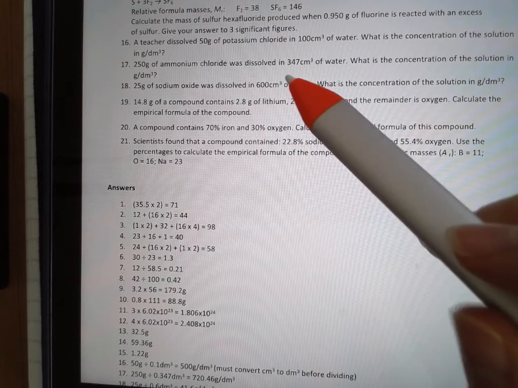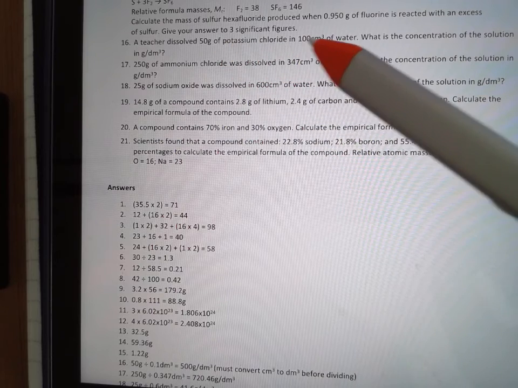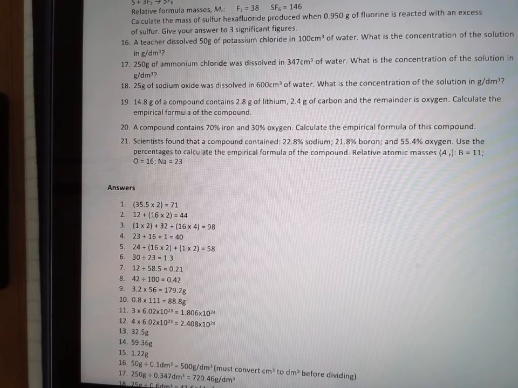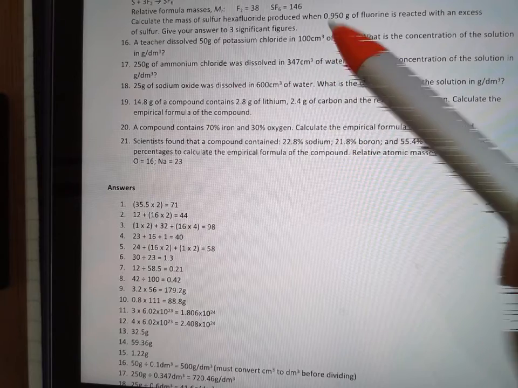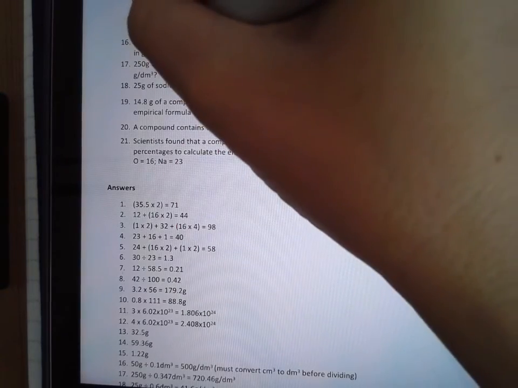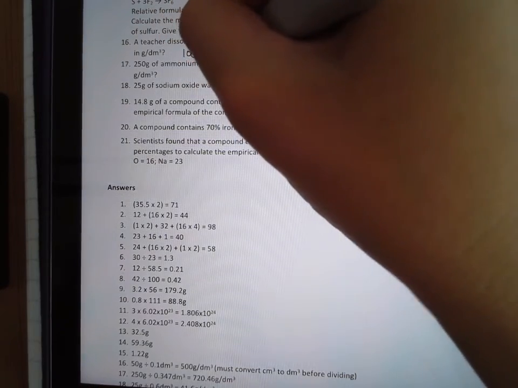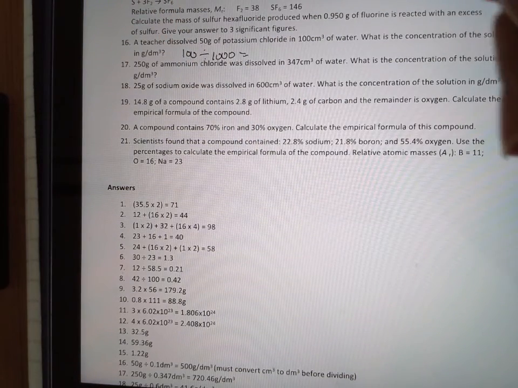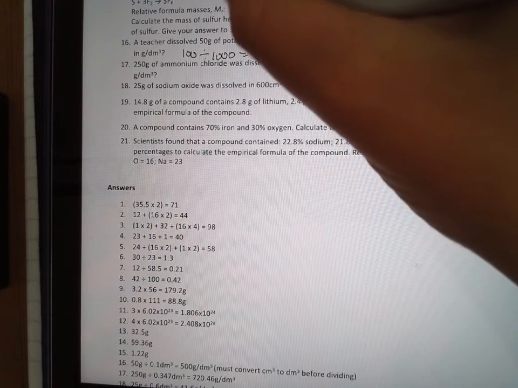So if I look at 16, it says a teacher dissolved 50 grams of potassium chloride in 100 centimeters cubed of water. What is the concentration? Okay, my first step is to take the number in front of cm cubed and divide by 1000. So I'm going to do 100 divided by 1000, and I'm going to get 0.01. No, I'm just going to get 0.1.